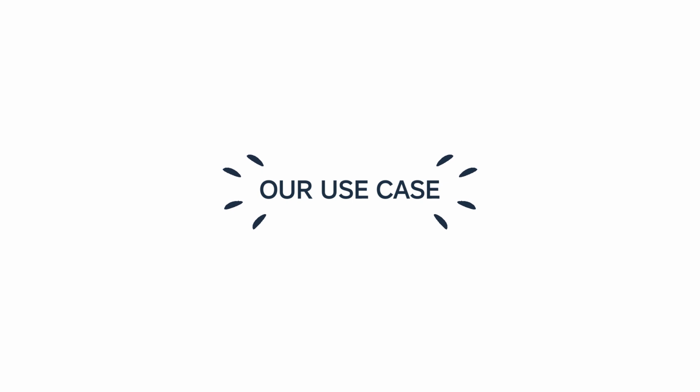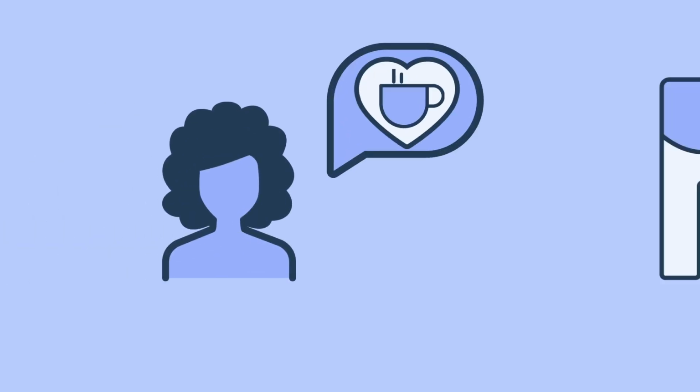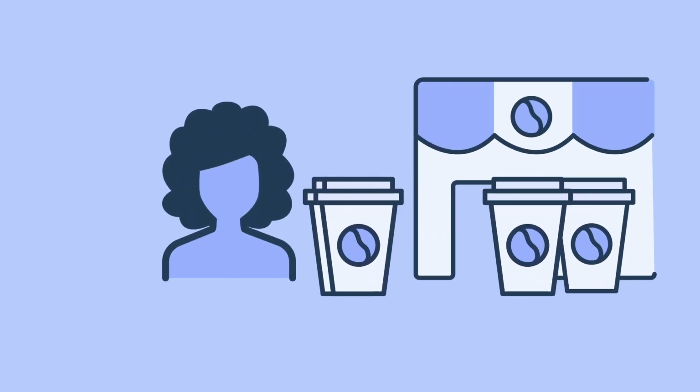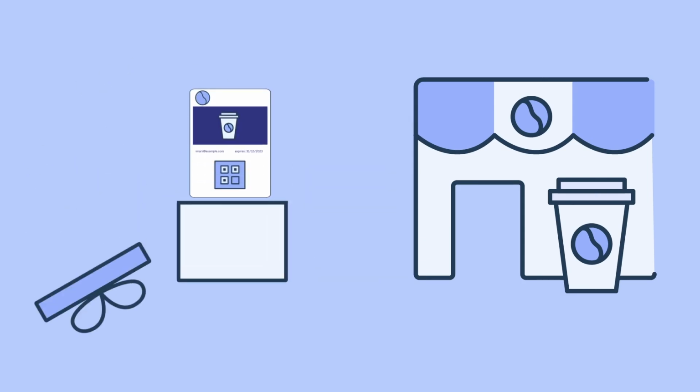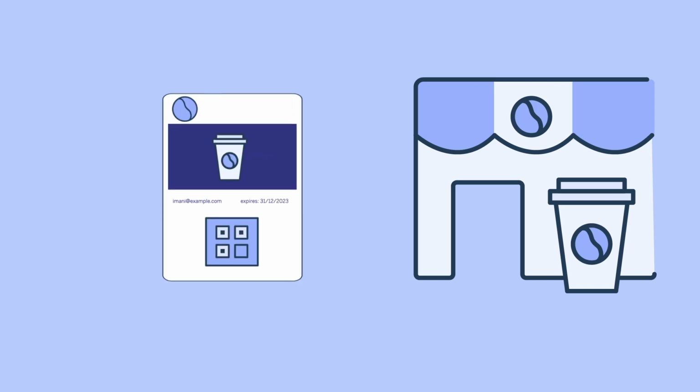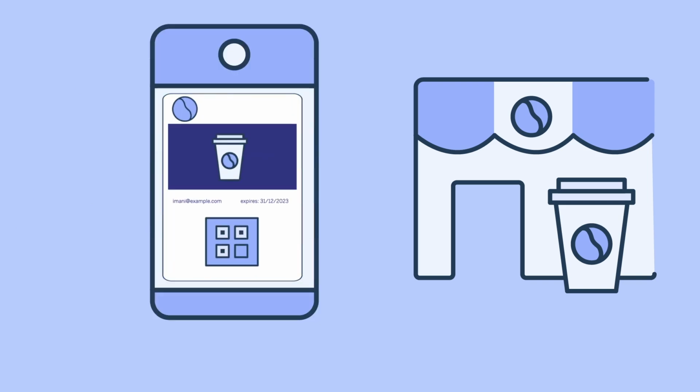And this is our use case. Imani is a coffee lover who buys her cappuccino regularly in your coffee shop. Your store is celebrating its 5th anniversary this month. So you want to surprise your active customers, like Imani, with a 1-month valid mobile pass voucher for a free cup of coffee. Let's create a mobile wallet campaign and add it to an email.